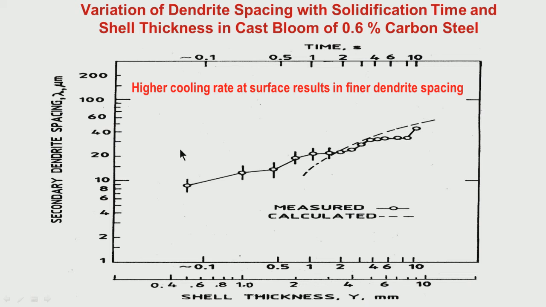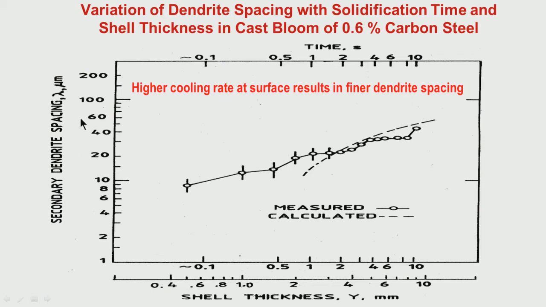I have mentioned that we have primary dendrites, secondary dendrites perpendicular to them, and then maybe tertiary dendrites, again perpendicular to them. Primary dendrites are relatively coarse. Normally the secondary dendrite thickness is measured to give an indication of the size of the cast dendrites. So, we measure secondary dendrite spacing, which gives an indication of the coarseness of the cast product.